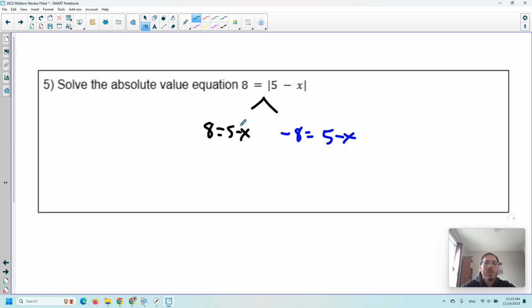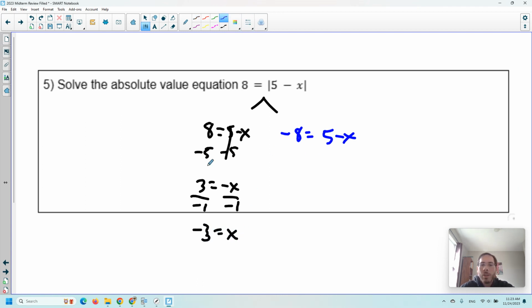Now I got to solve each of these. Luckily, you solve them the same way. So I'm going to minus 5 on both sides. To get 8 minus 5 is 3 equals negative x. And then I have to divide both sides by negative 1. So I get negative 3 equals x.